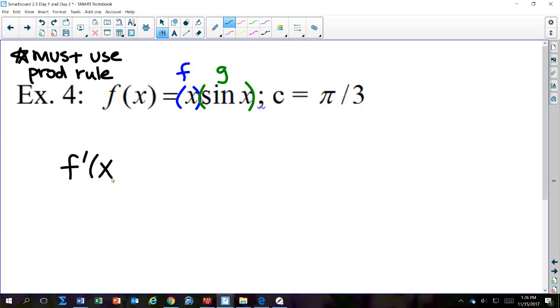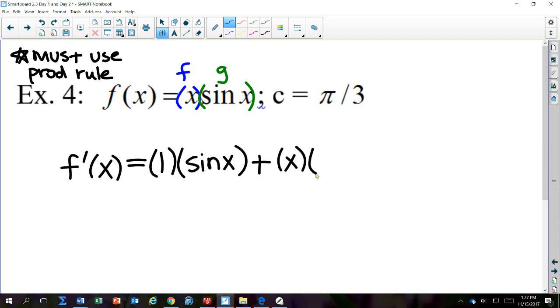So I'm going to find my f prime. Then you get to your f, derivative of the first? 1. Great. And then times the second, Danielle? Just sin x. Yep. Derivative of the first times the second regular plus the first regular x. Yep. Times the derivative of the second. So what would the derivative of sin x be? Cosine x. Okay. Again, keep in mind this is the derivative of the first times the second plus the first times the derivative of the second.